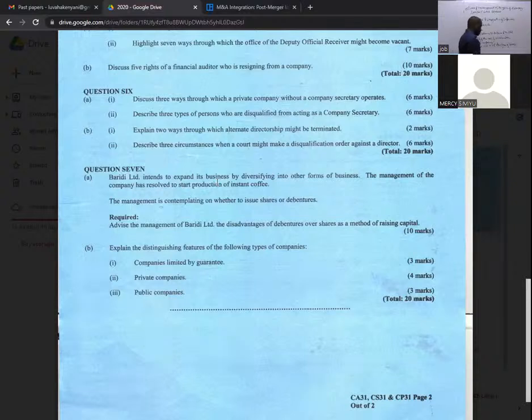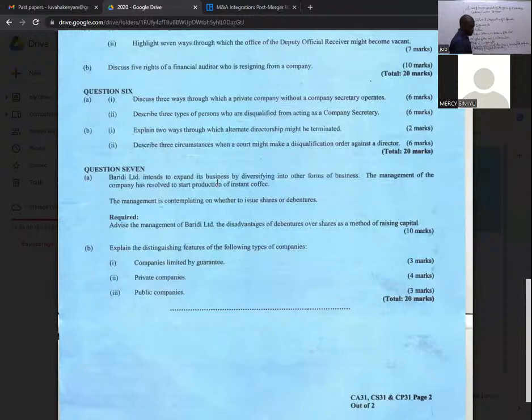In this case, we are talking about partnership. So we're talking about sole proprietor, partnership, and cooperative societies. So that particular question is from types of companies.